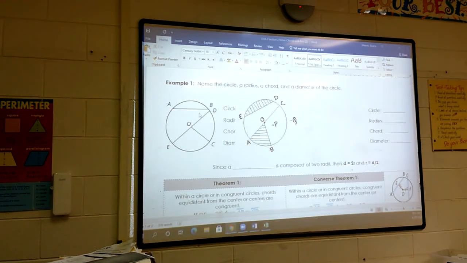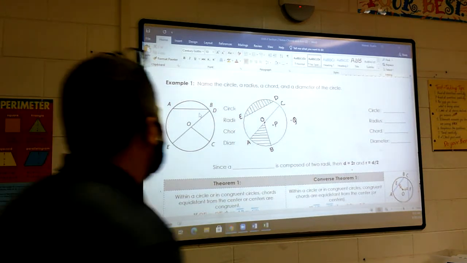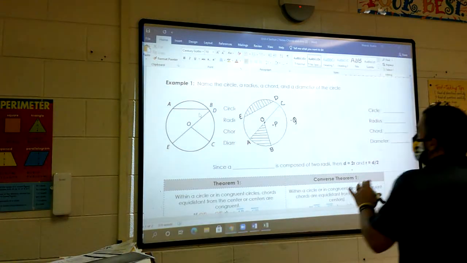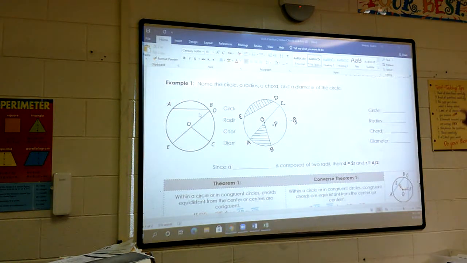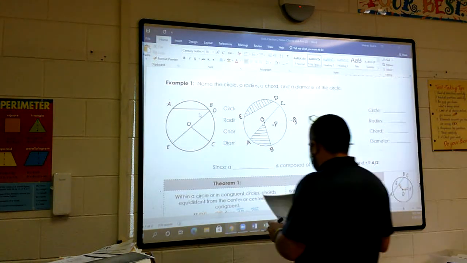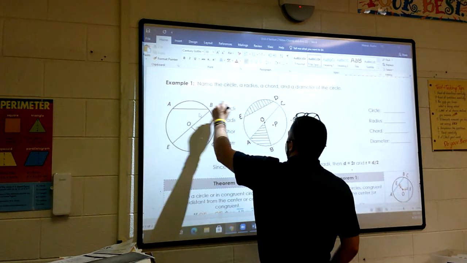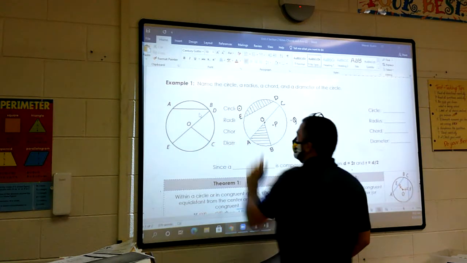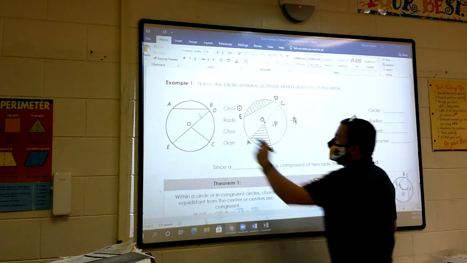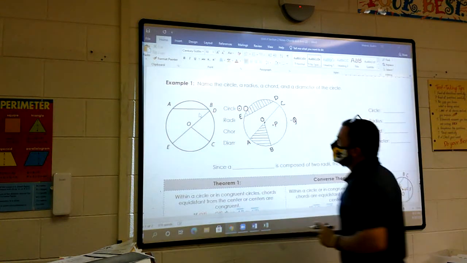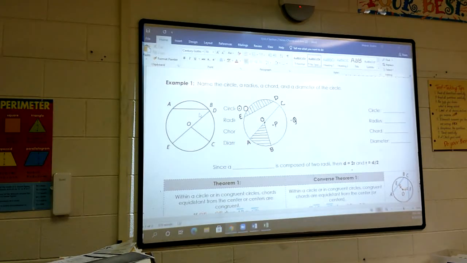Example 1, it says name the circle, name a radius, name a chord, and a diameter. So in both of these, we're going to want those four things. On yours, it has circle, radius, chord, diameter. It kind of cut off on there. So the name of this circle is circle O. It's kind of weird because it has the dot in it. You name it by the middle point. So that's circle O. So is the other one, by the way. They're both circle O. We're looking at the one on the left right now.